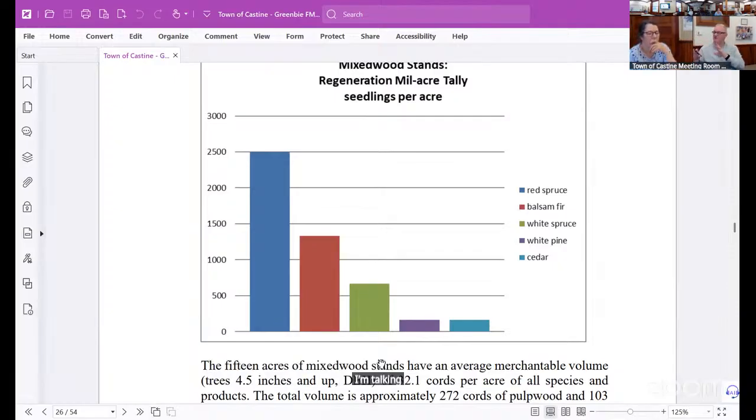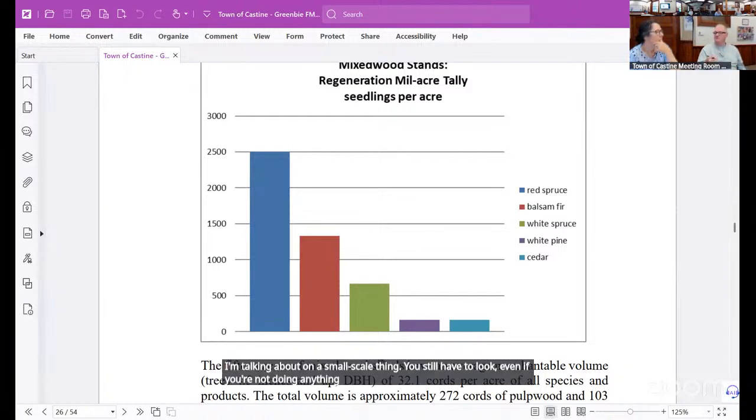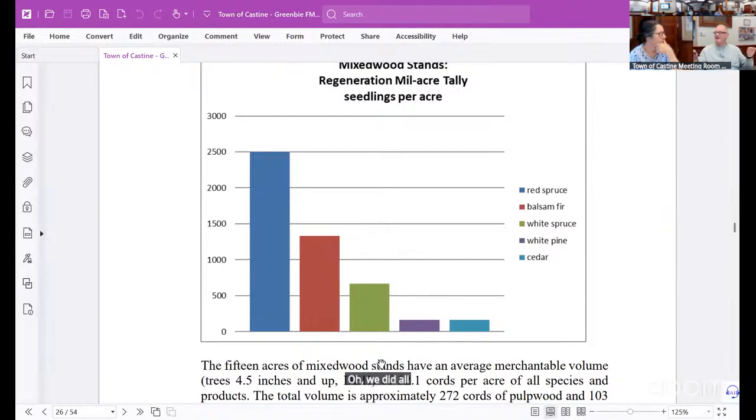I'm talking about on a small scale thing, you still have to look, even if you're not doing anything. As the town, you either go or you send the forester or you send Bill or somebody goes out and says, oh, we did all this, we thought we were right on, it doesn't always go the way you thought. So that makes sense.